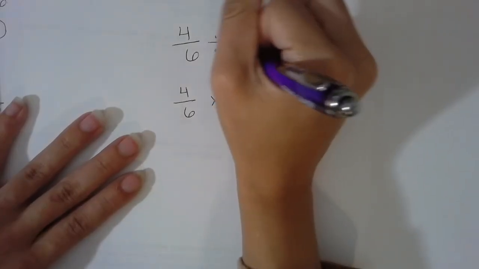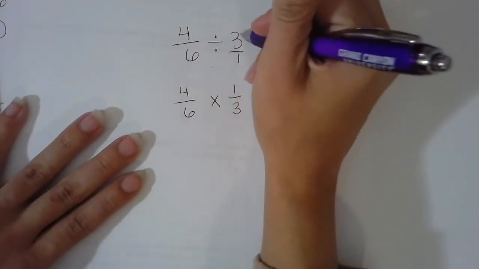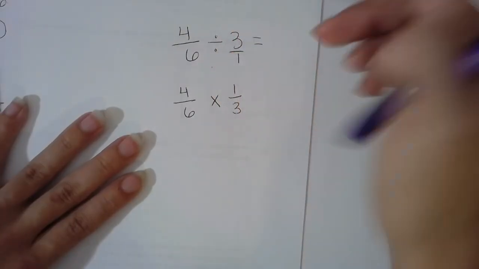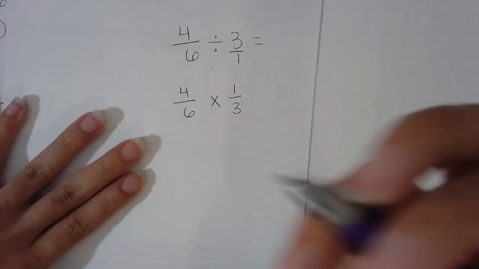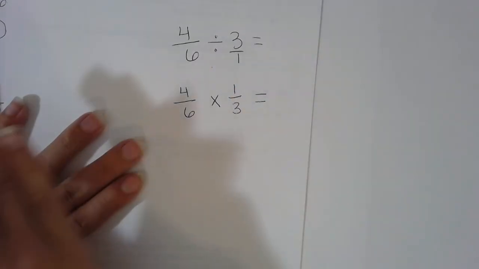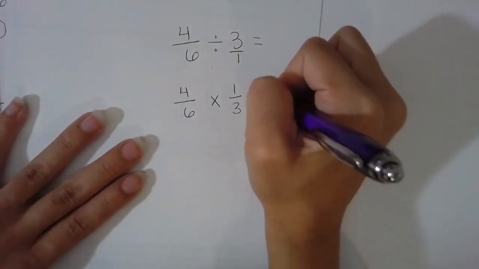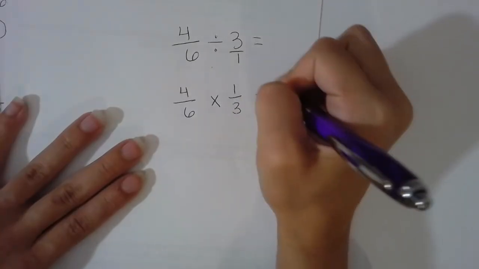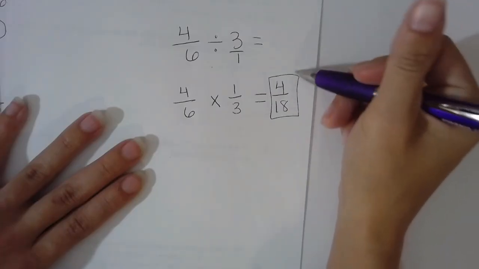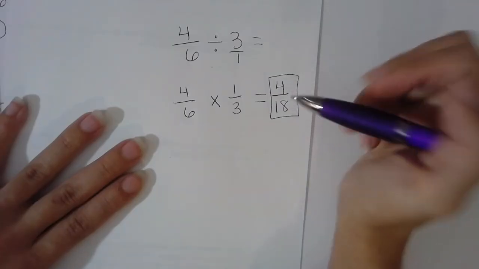Because like before, we can put this over 1. It doesn't change this value. It just turns it into a fraction that we can then flip and manipulate. Then we get to simply multiply straight across. 4 times 1 is 4. 6 times 3 is 18. This is not improper, so we don't need to change it into a mixed number.